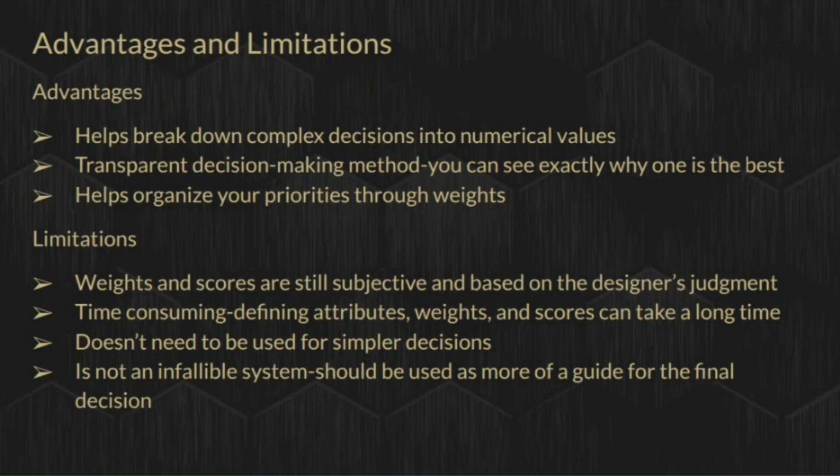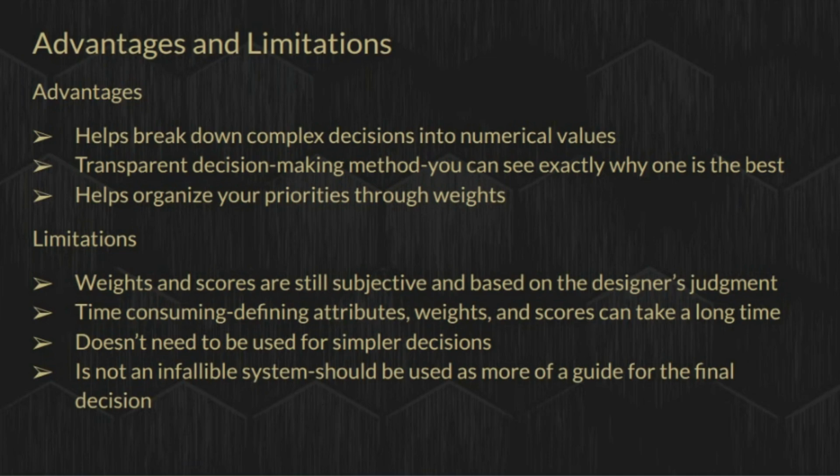So, which attribute do you want to be the most important? However, despite this, there are also some limitations to using the decision matrix. The first of these is that weights and scores are still subjective. They're still based on the designer's judgment, so they're not an objective way to determine the best one. It can also be time consuming defining the attributes that you want, the weights, and deciding on scores for each one. Decision matrices also don't need to be used for simpler decisions. They should be reserved for more complex ones in which each potential solution has multiple attributes.